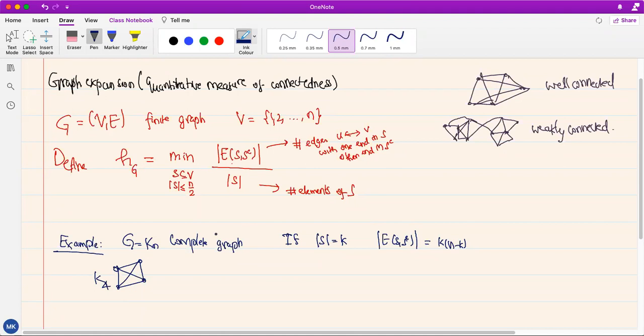So what will then be H sub G? I have to take the minimum. I am not allowing K to go over N by 2. It doesn't matter which subset I take. So instead of taking all subsets, it's the minimum over only K less than or equal to N by 2 of K times N minus K divided by K. Do you agree? K is the size of S. If I take the ratio, I get N minus K, and I have to take the minimum over this. And what is this number?